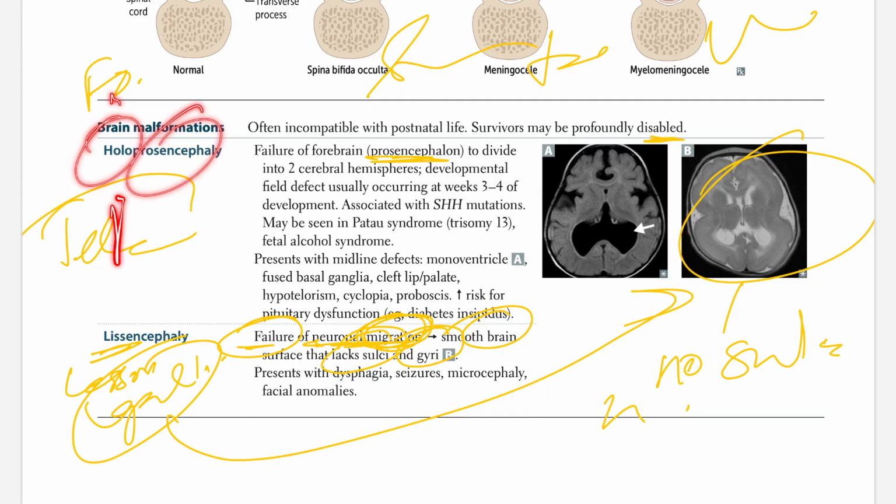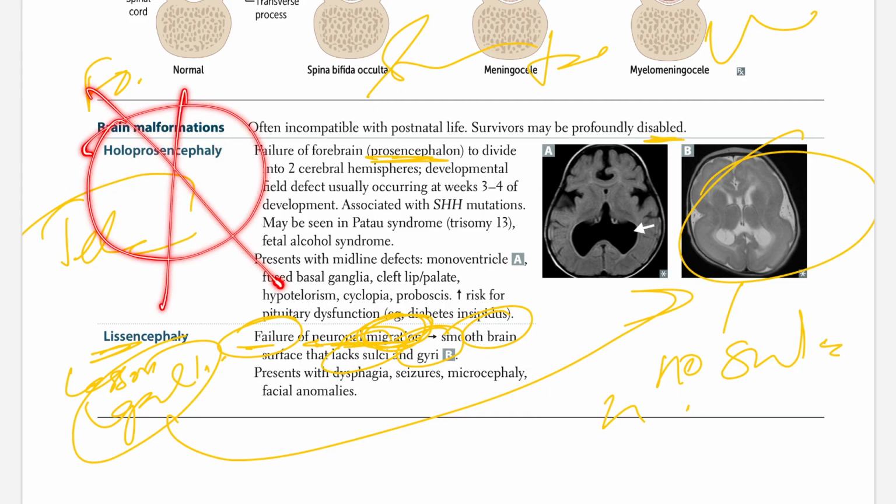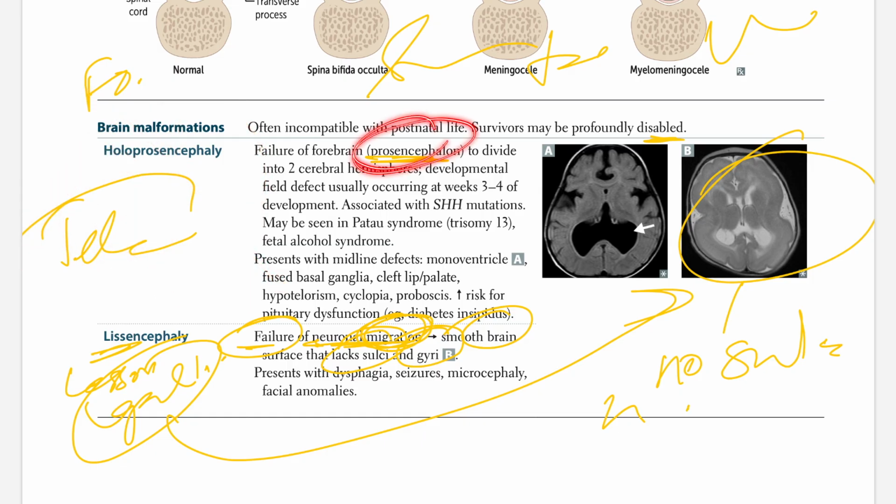Holoprosencephaly is one forebrain that did not divide. When it doesn't divide, you have a problem in the prosencephalon, which leads to a problem in the telencephalon. And why did that division not happen? Because there was a mutation in SHH, seen in Patau syndrome, high yield, and you can also think about fetal alcohol syndrome.